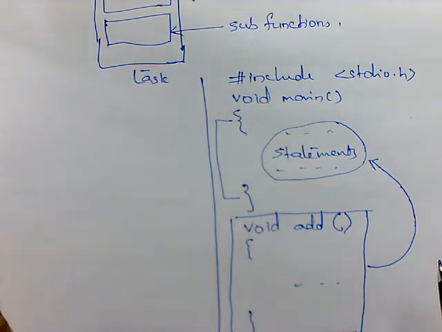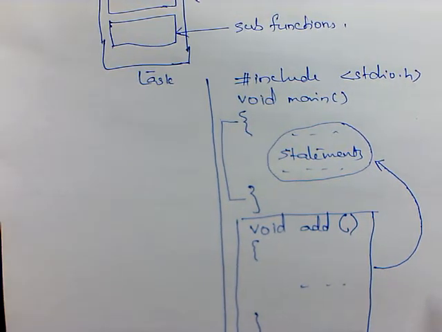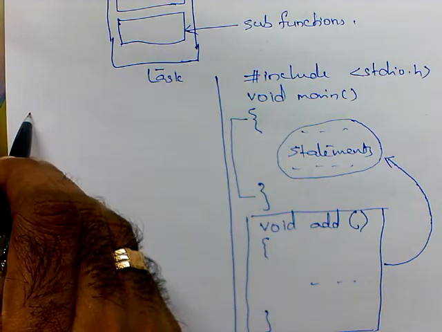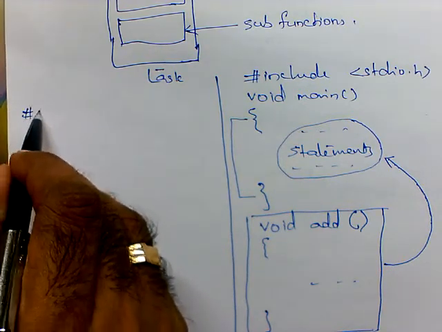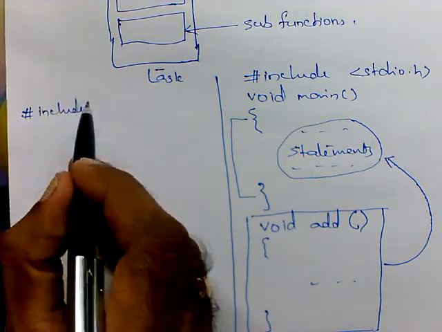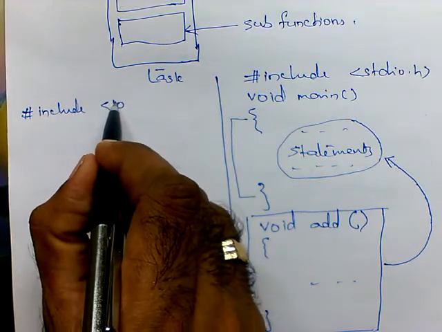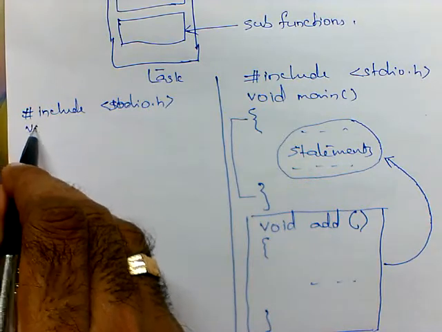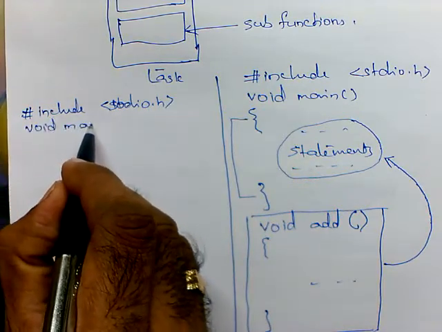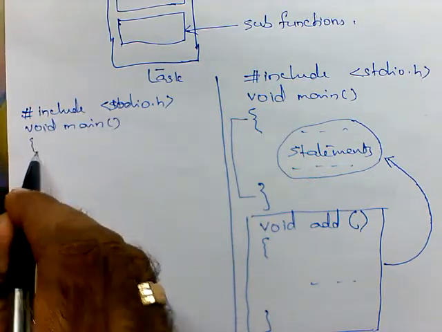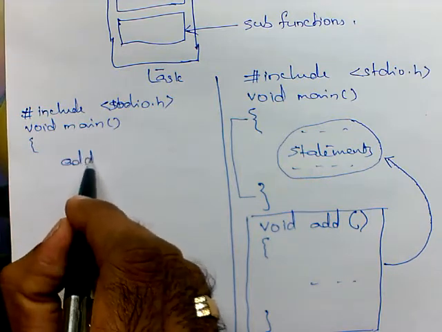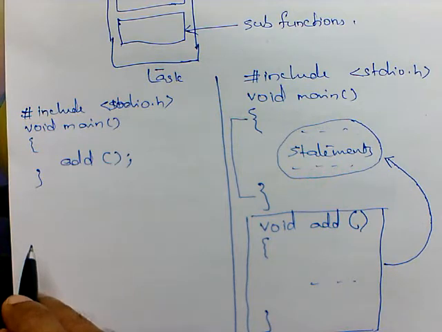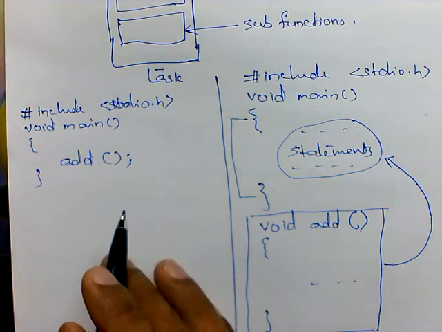to add two numbers, a simple function. We have seen that program already, so let us look at how to write it as a function. This is my main program. I will write it this way: stdio.h, void main, and you want to add two numbers. This is the body of the main function, and we are not writing anything.